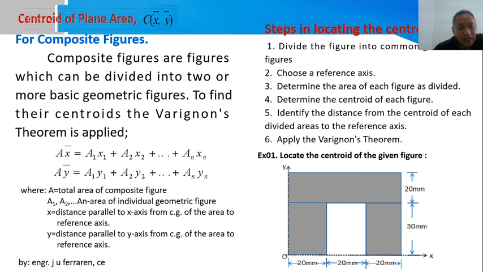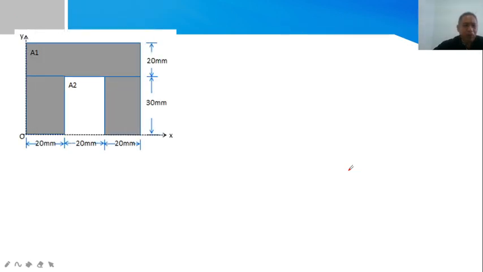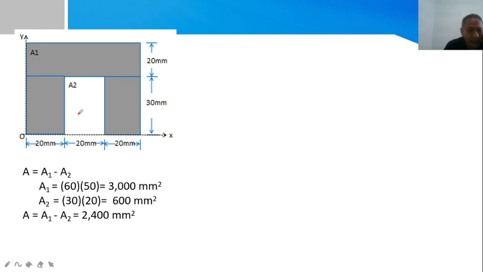Now, as a solution, I am dividing my region into parts. I mark here A1. My A1 is the area of the entire figure, which is rectangular. A2 is the hollow portion, which is not covered by the shaded part. So this is not part of the shaded portion. To get the net area, it is equal to the difference of A1 and A2.